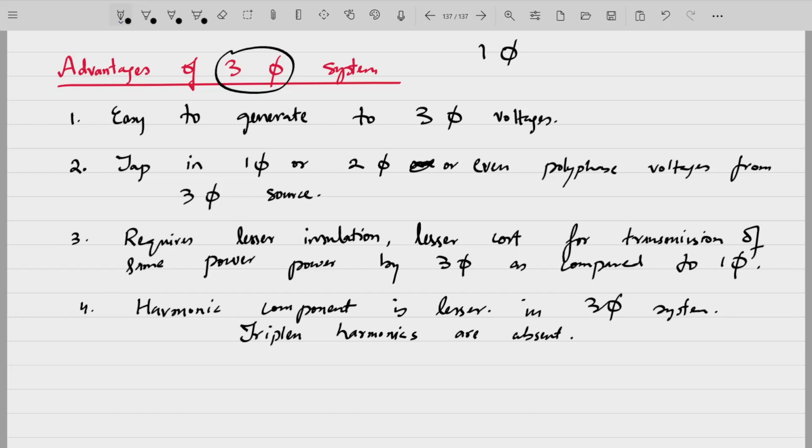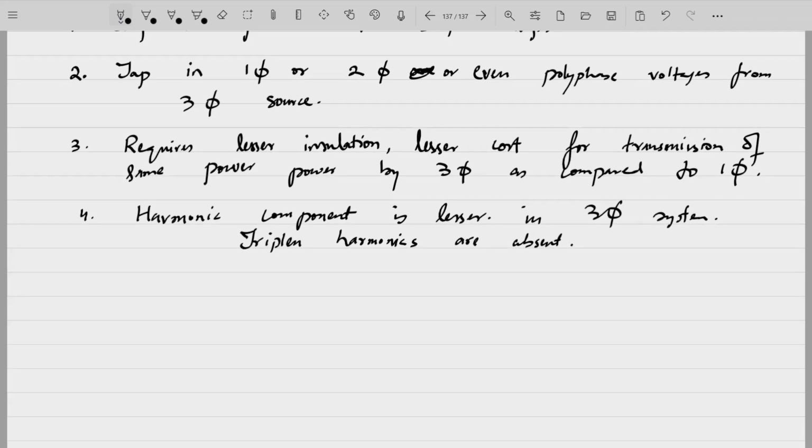Now, why does this happen? Because of the nature of the three-phase system. The triple harmonics will be introduced in all three phases, but they will cancel out the effect of each other, and the net harmonics will be reduced. So your triple harmonics will be absent in a three-phase system.